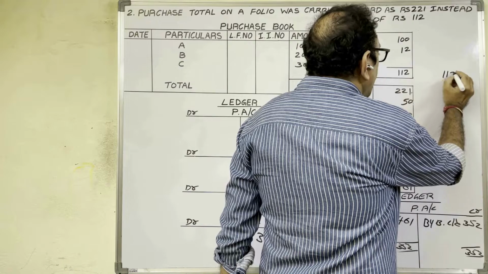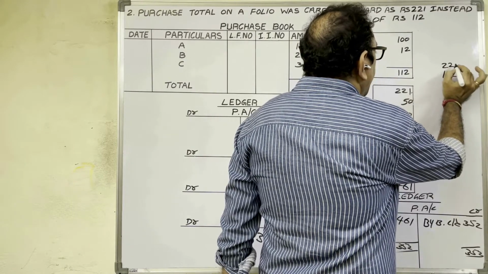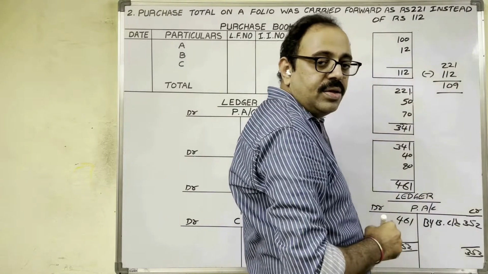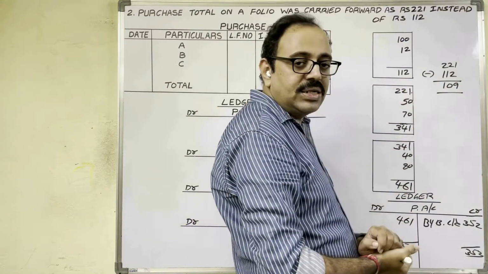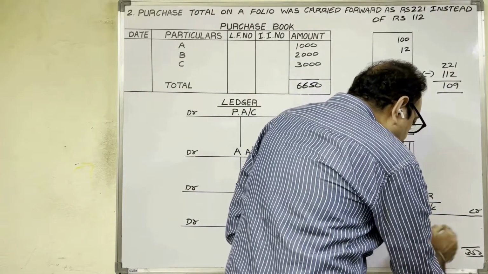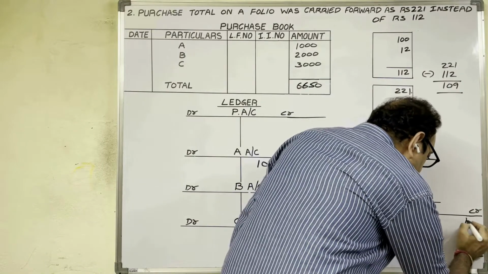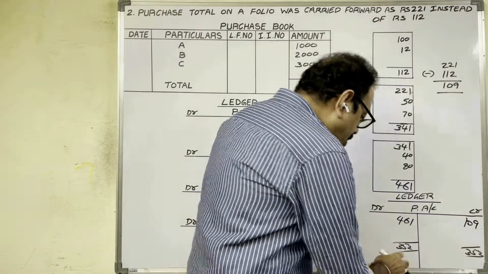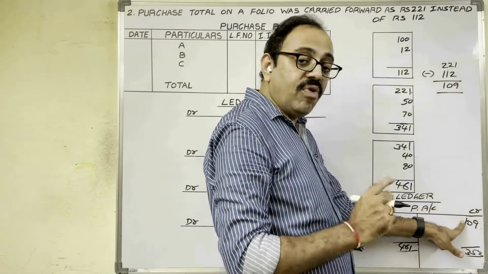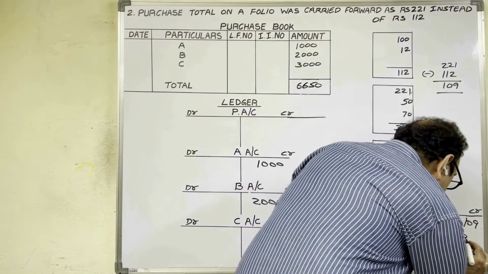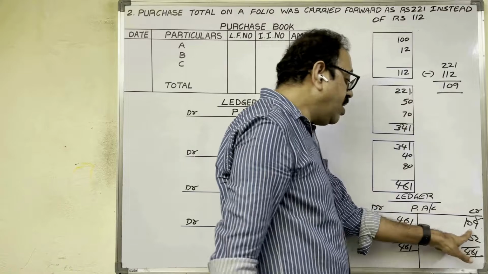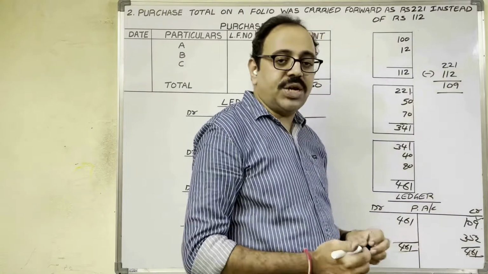Instead of 112 rupees, we have written 221. So 109 rupees extra we have to return. That 109 now we should cancel. How to cancel that? If you credit 109 rupees in purchases account, then debit total 461 minus credit total 109 becomes 352 rupees. So our answer is 109 should be credited in purchases account.